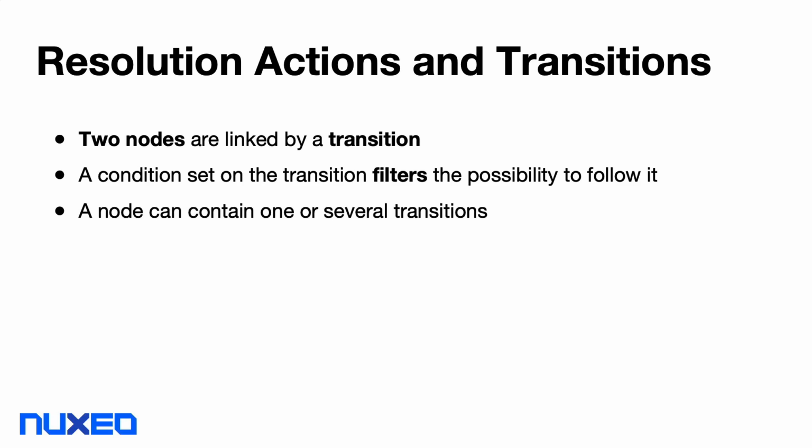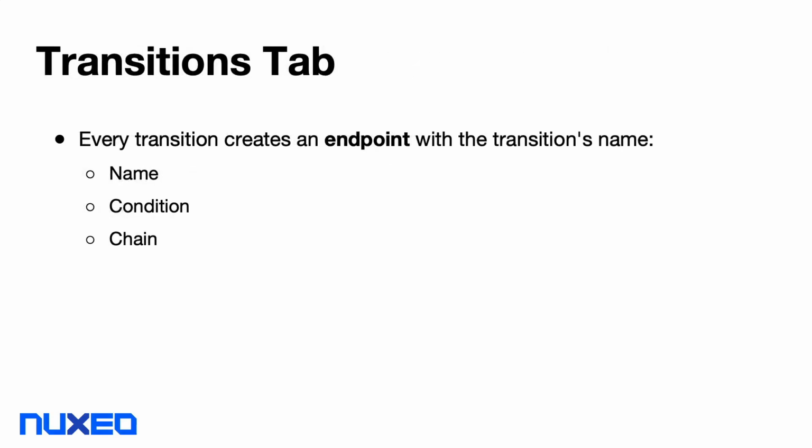Every transition creates an endpoint with the transition name, which is composed of a name. It's only displayed in the graph and it's used internally by the engine. The condition is an MVEL expression evaluated by the workflow engine when the user has finished their task. Finally, the chain is used to execute some business logic when following a specific transition.